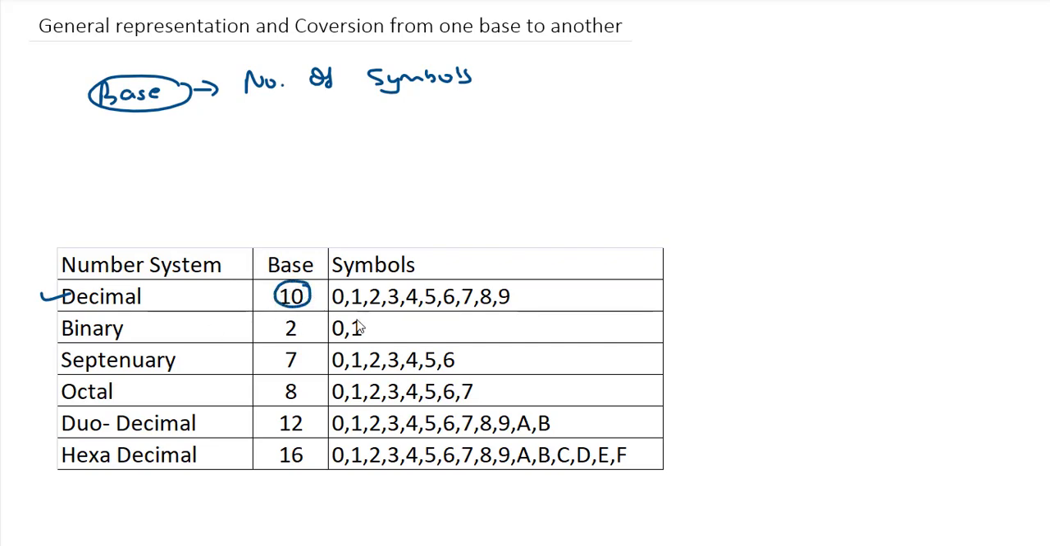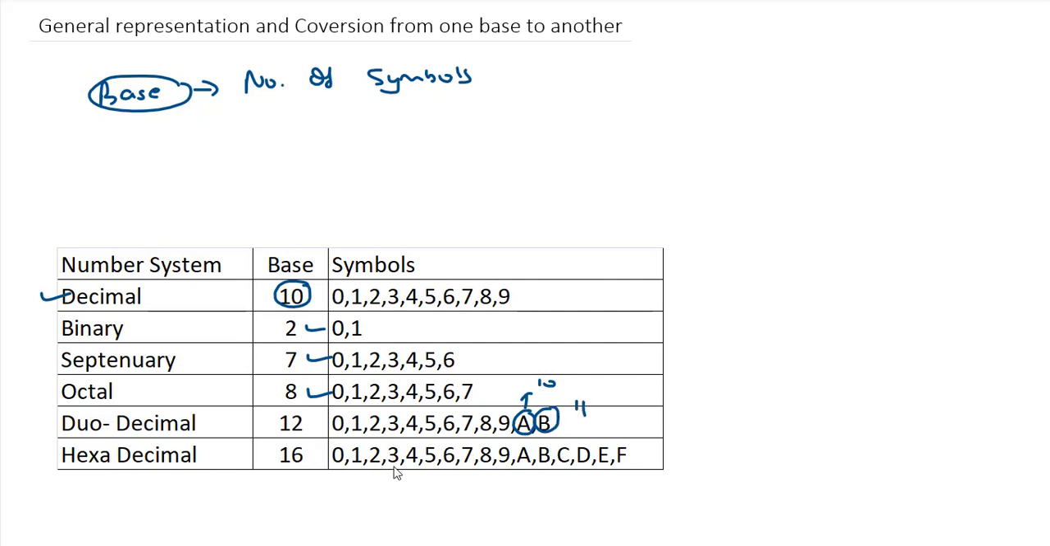Likewise, in the binary system, there are 2 digits, 0 and 1. Hence, its base is 2. For septenary, there are 7 symbols, 0 to 6. Hence, its base is 7. For octal, there are 8 symbols, hence base 8. For duodecimal, there are 12 symbols, numbers from 0 to 9, and then 2 alphabets. A represents the value 10, B represents the value 11.